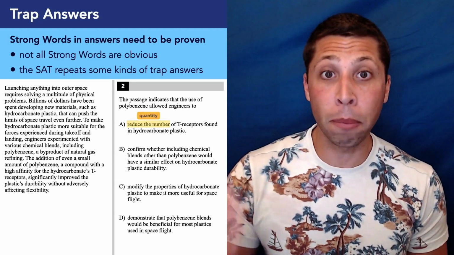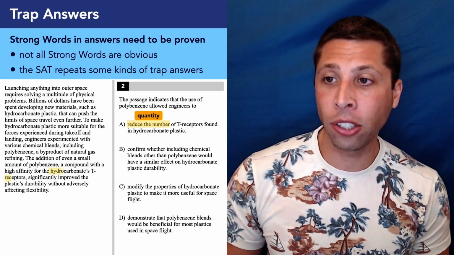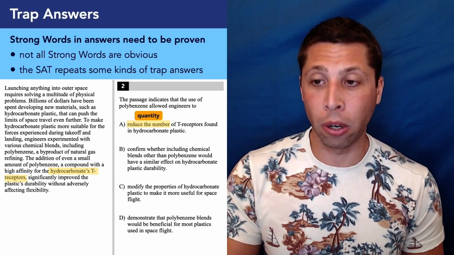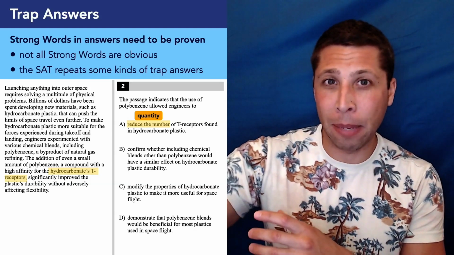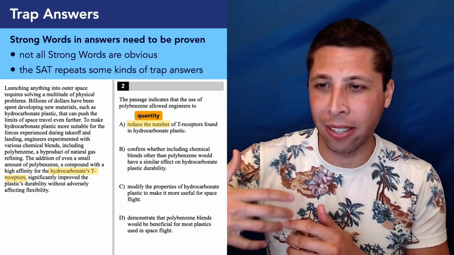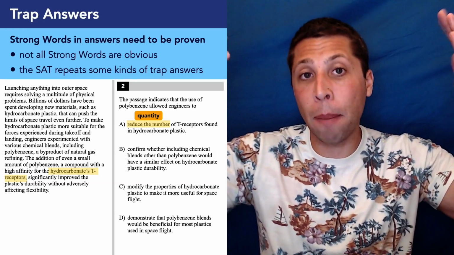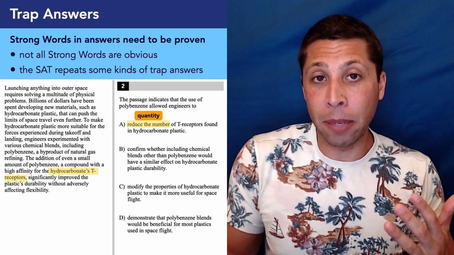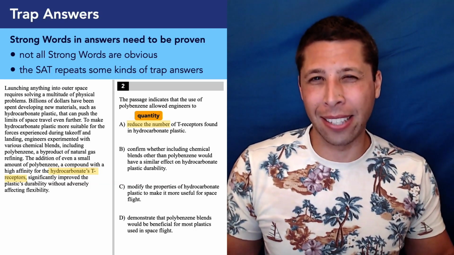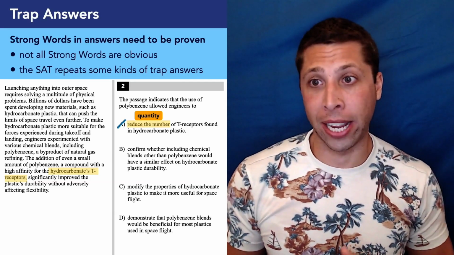Well, reduce the number definitely sounds like some sort of quantity idea. Is it provable with the passage? They talk about the T receptors for sure, but around there, they're talking about adding in benzene, the polybenzene. So that sounds like addition, not reducing something, and it improved the durability. So again, it seems like this is moving something up, not moving something down. So I'm glad I checked, but it's easy for me to make sense now of this very complex science idea because I have a very specific thing I'm looking for, and it doesn't check out.